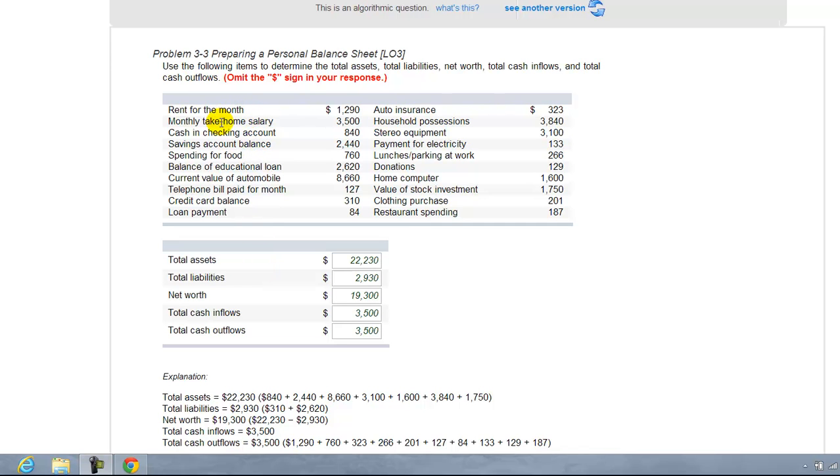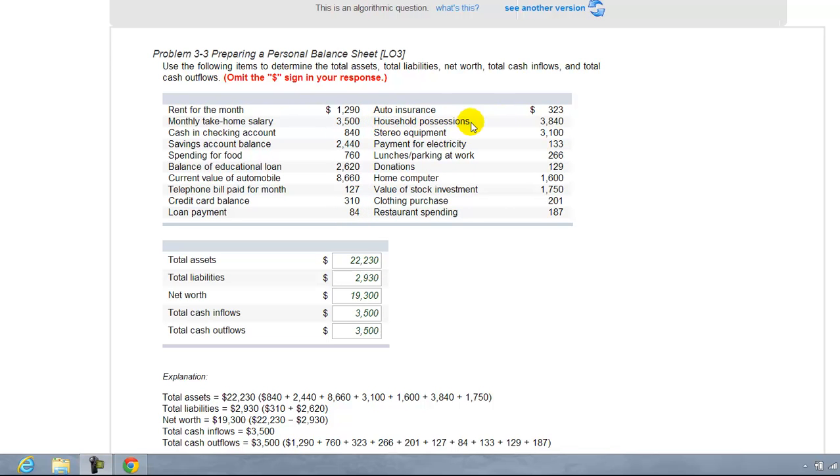Let's see. The first asset I see would be the cash in our checking account, $840. And the next one would be our savings account balance. That's $2,440. And the next item would be the current value of our automobiles, $8,660. And then I don't see anything else that's an asset in this column.